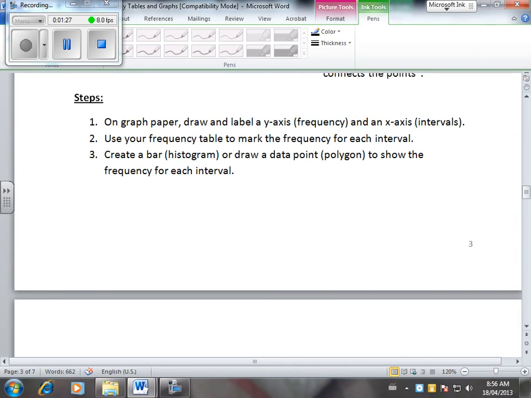And you can draw, or we will learn to draw, frequency graphs. And the steps are on a piece of graph paper, so either you have some at home or you can get some in the class next time you're here. You draw and label a y-axis, so there's my y, and there's my x. Okay, and we usually draw arrows up and over to show that they keep going. And so on the y-axis we plot our frequency, and down here we plot our intervals.